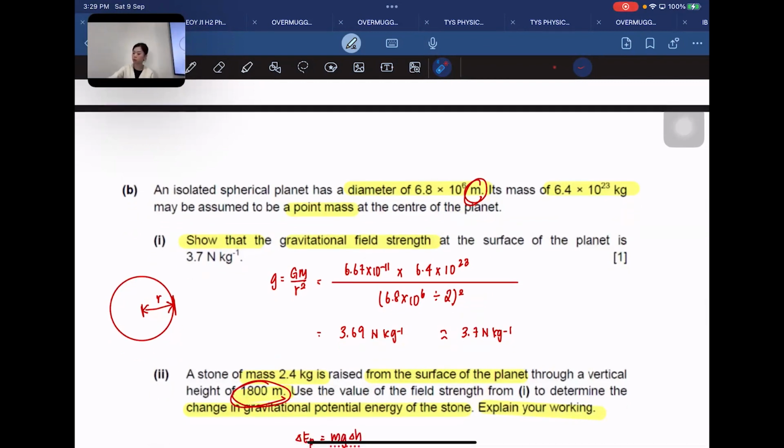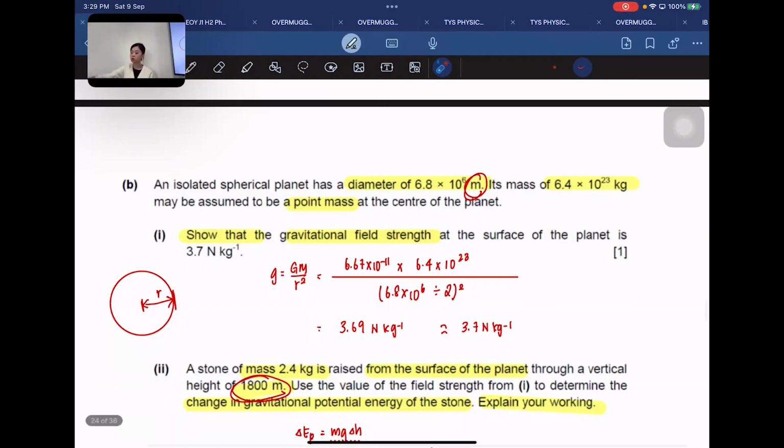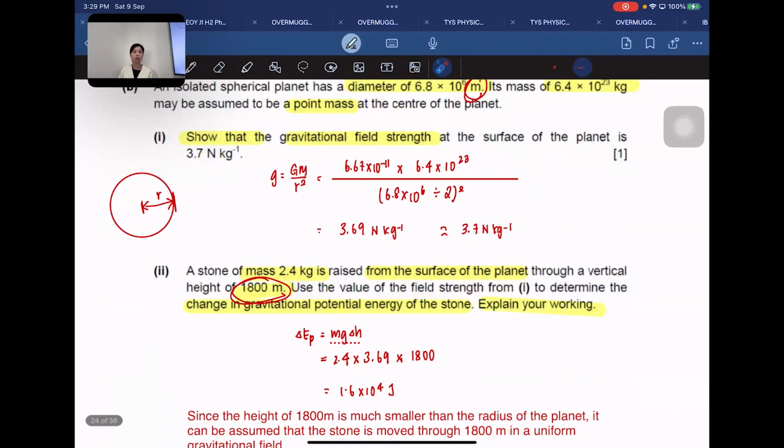Okay, now they say, I have a stone of mass 2.4. This is my small object. And it's being raised through a vertical height of 1000 meters. Now, you realize it's a very short height as compared to the diameter of the Earth, right? Use the value of the gravitational field strength here, the g here, determine the change in gravitational potential energy. So since the height is very small, we don't have to use GMm over r squared or GMm over r. All we got to use is just mgh, because the height difference change is very small and still near the surface of the Earth.